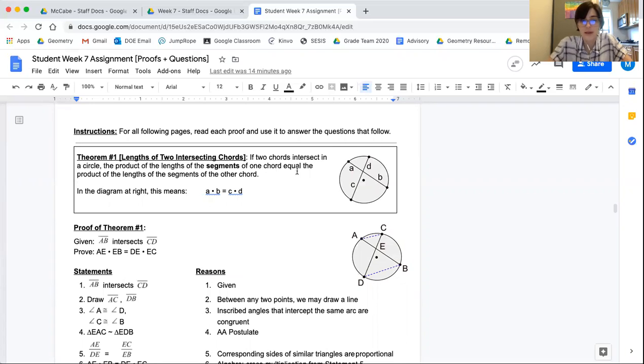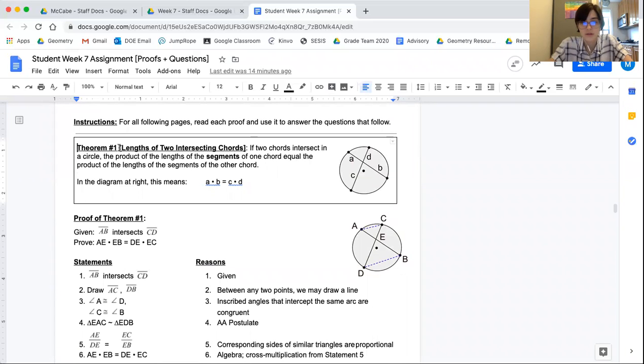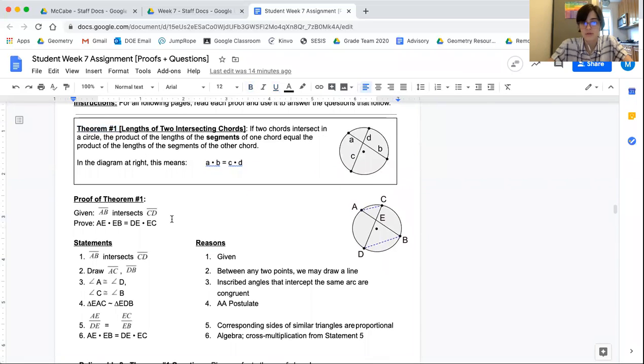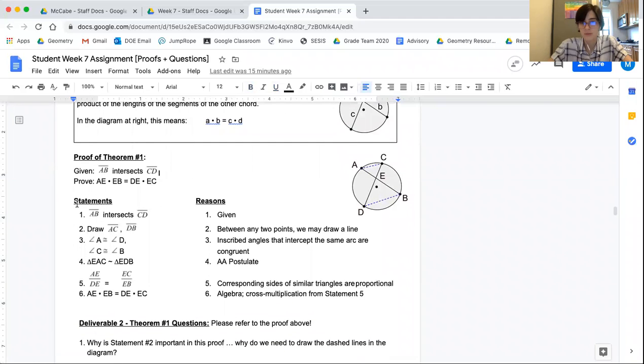Here we go, looking again at Theorem 1. So your deliverables this week are broken up by theorem. This is a proof that you're going to read through. Remember, 2-column proofs. We have our statements and we have our reasons. It might have looked like this when we could actually print something and write on it.